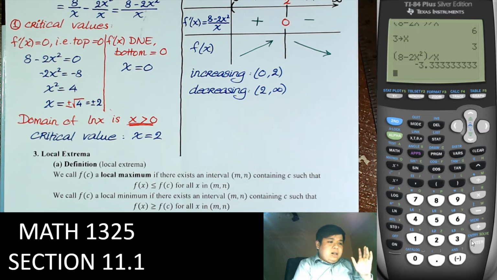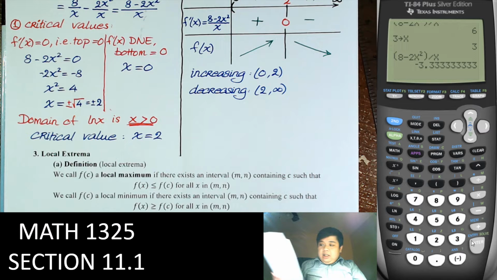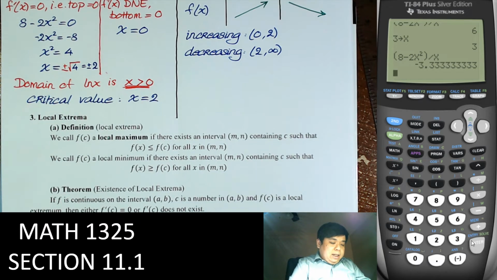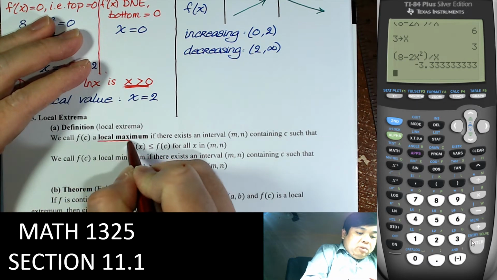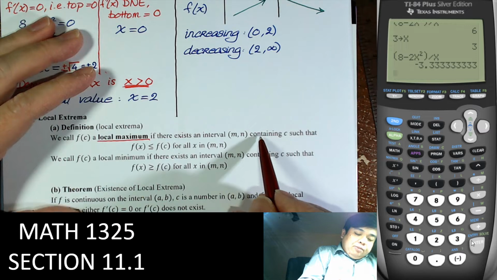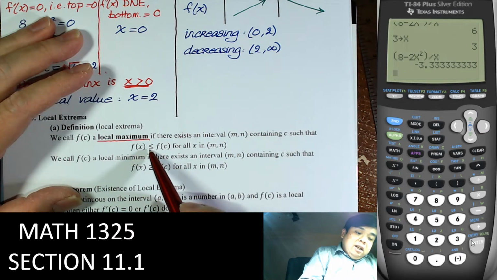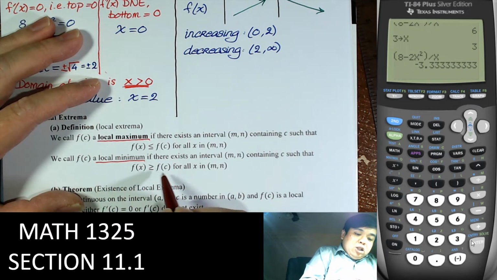So that first part of the derivative determines whether the function is increasing or decreasing. Next, also from the derivative, we can find the local extrema, meaning local maximum or local minimum. First the definition: we call the function value f(c) a local maximum if there exists an interval containing c such that it is bigger than everything else, and a local minimum is smaller than everything else.